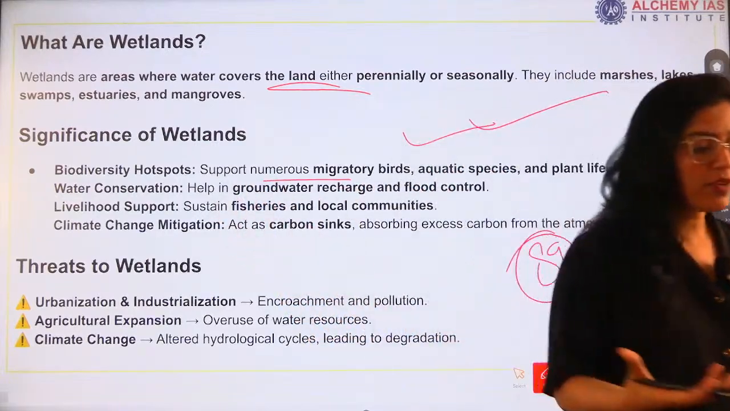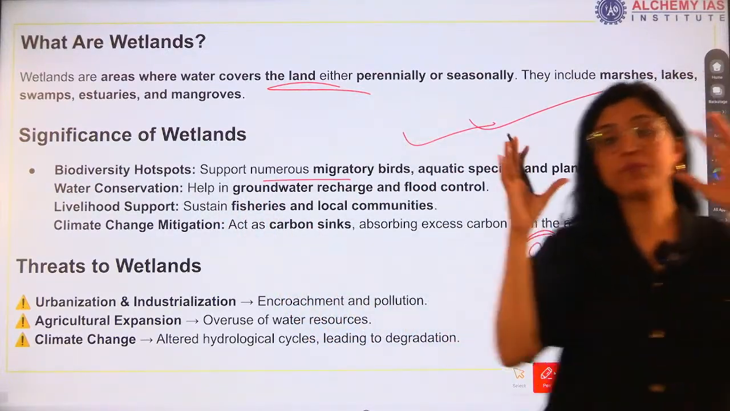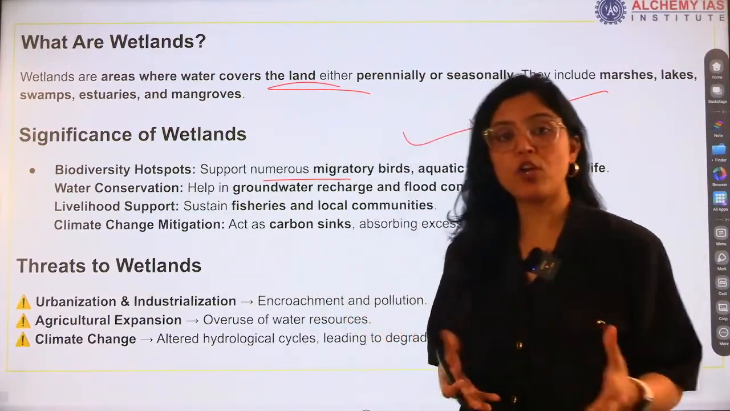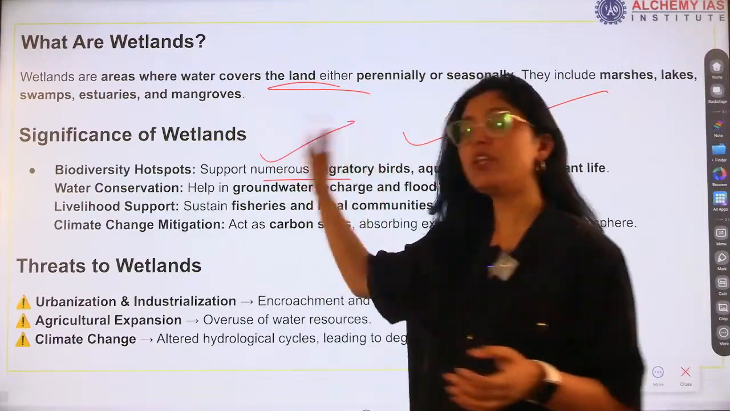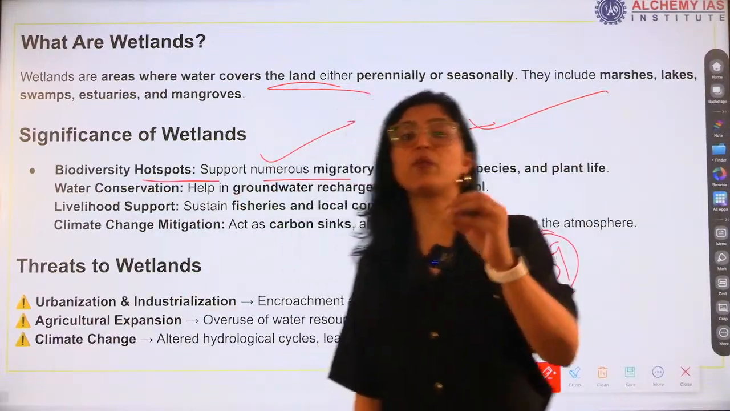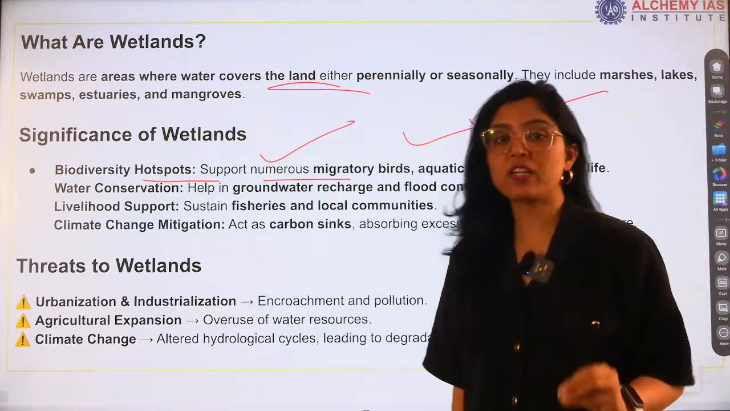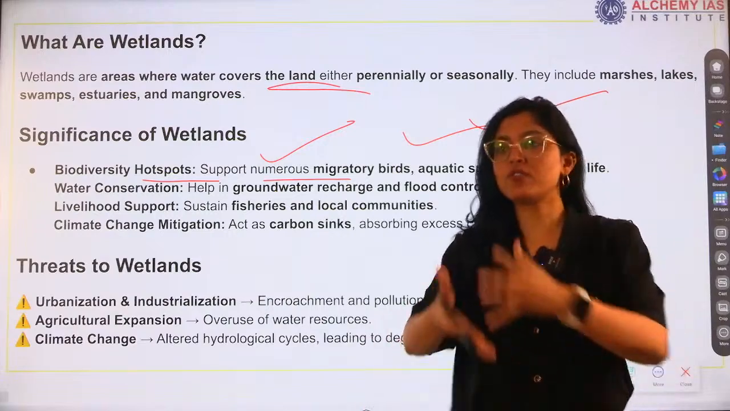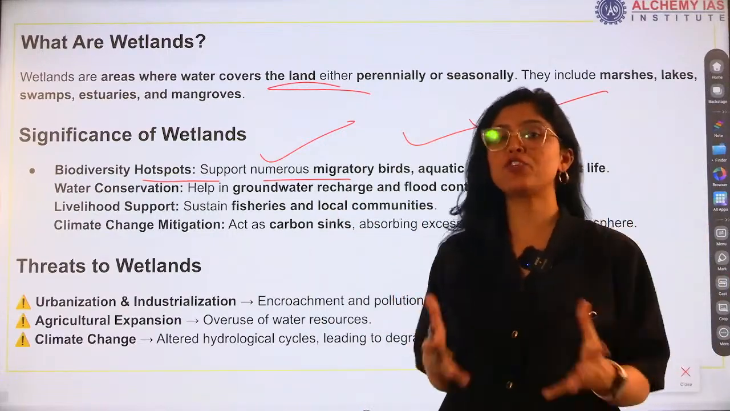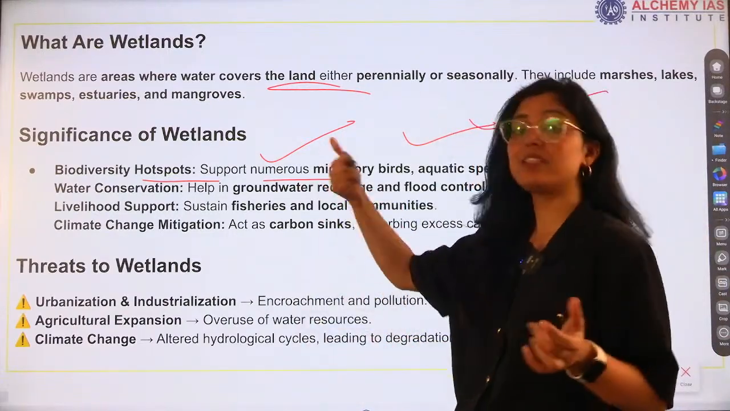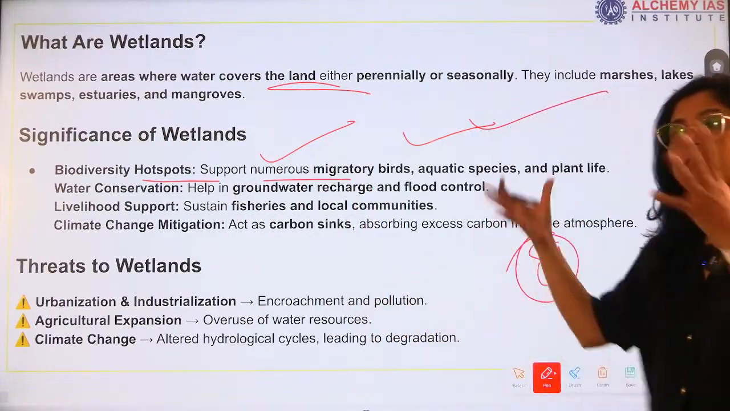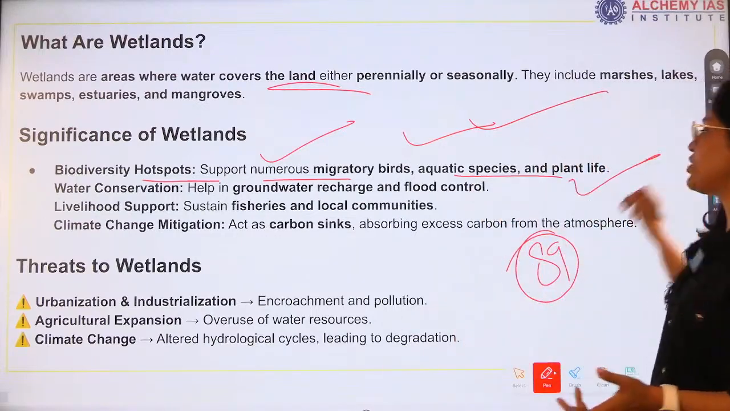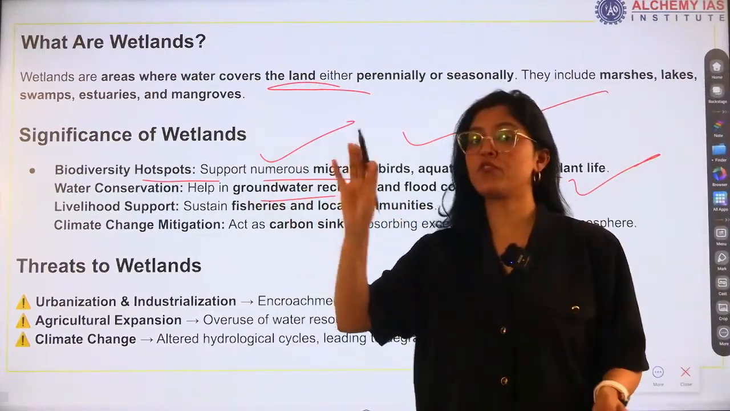What is the significance of wetlands? They help in sustaining the livelihood of the people also. They are of many uses. They serve as biodiversity hotspots, very productive areas, supporting numerous migratory birds. Because of the kind of environment it provides, migratory birds are attracted towards it. It is a home for many of the birds. They come, they stay, they breed, and then they start their journey again. Aquatic species, plant life, water conservation, very, very important.